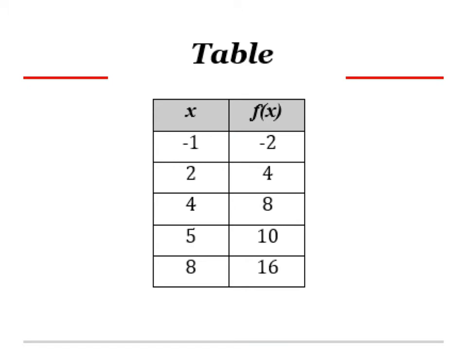To find slope from a table, we're going to find the change in y over the change in x. Just like we did on our graph, we did our rise over our run. When you rise on a graph, it's how your y values change, and when you run on a graph, it's how your x values change.